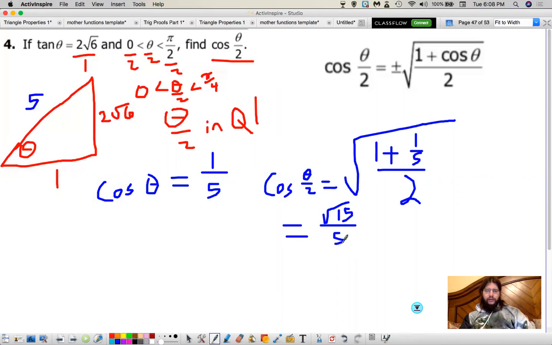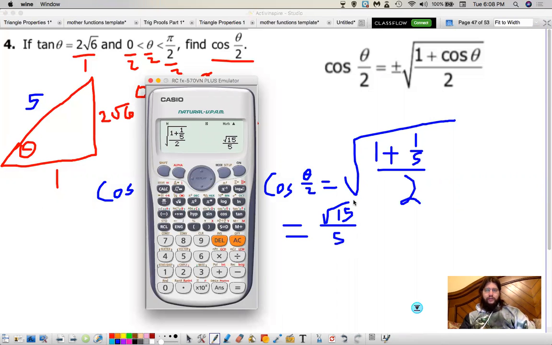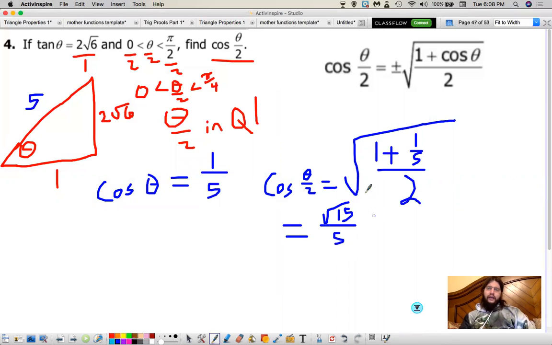And I'm not going to make you do all of that arithmetic to simplify that. Make sure you show me how you got your cosine of theta. Make sure you show me you plugging it in. Then you can give me the answer. That'll be good enough for me.